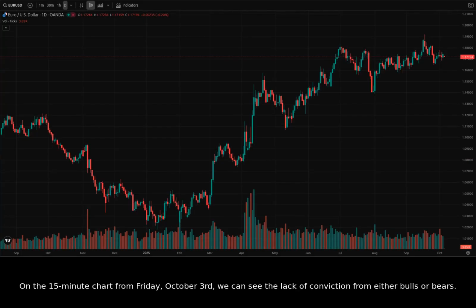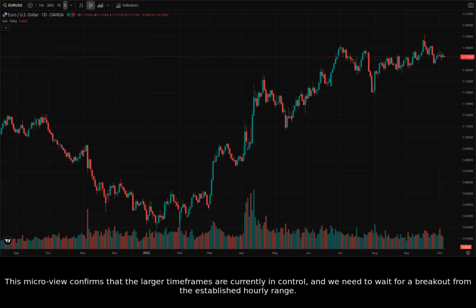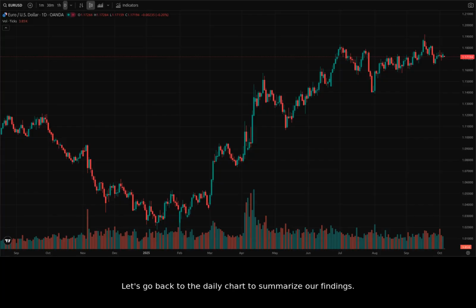On the 15-minute chart from Friday, October 3rd, we can see the lack of conviction from either bulls or bears. The price action was characterized by small moves up and down, without any sustained momentum. Notice how the price oscillated around the 1.1740 level for much of the day. This reinforces the idea of a market in equilibrium, waiting for new information. Short-term traders would have found this environment challenging, with many false starts. This microview confirms that the larger timeframes are currently in control, and we need to wait for a breakout from the established hourly range. Let's go back to the daily chart to summarize our findings.